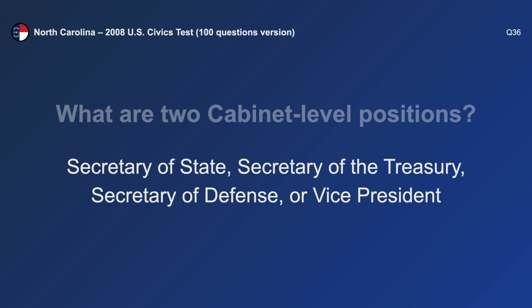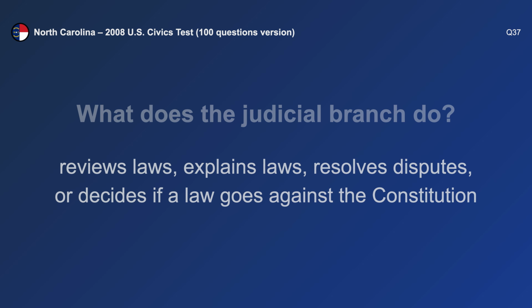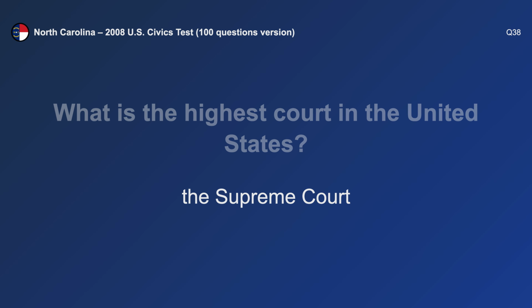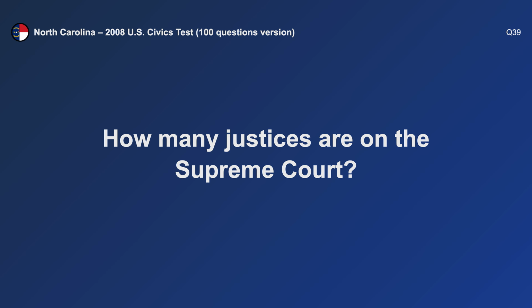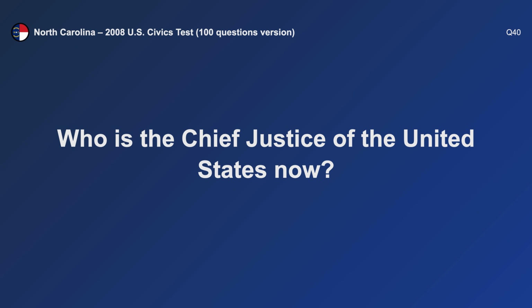What are two cabinet-level positions? Secretary of State and Vice President. What does the judicial branch do? Reviews laws. What is the highest court in the United States? The Supreme Court. How many justices are on the Supreme Court? 9.